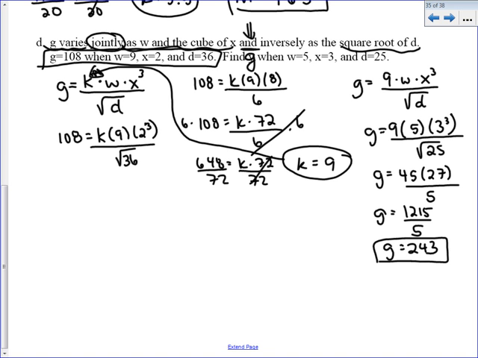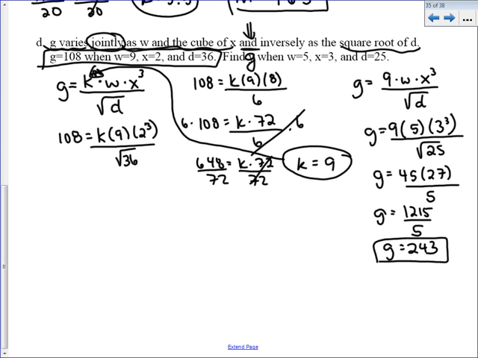So you can have a lot of stuff happening in one problem. But the process, exactly the same. Write your equation, find your K, finish the problem by answering the question. Questions?